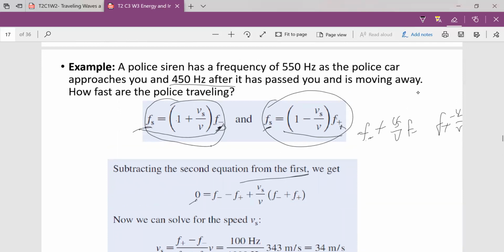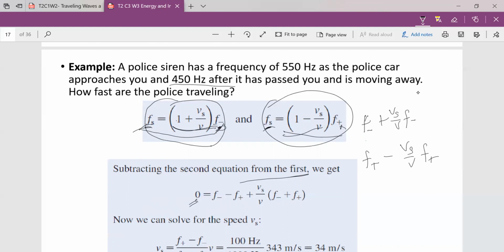Okay, let me clean that and write it clearly. All right. So if we open this bracket, we'll have F minus plus Vs over V F minus. Then for this side, we'll have F plus minus Vs over V F plus. All right, so we have this minus Fs to give you 0.